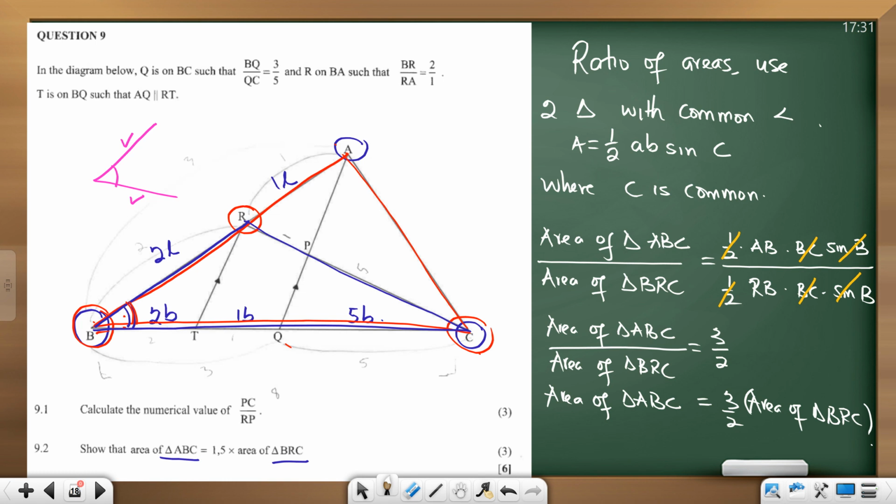Once you see ratios of areas, go and use two triangles with a common what? So that sine what will cancel the sine what. And then you are left with numbers. Did it make sense? So it's just the system. Ratios of areas. Use two triangles with common what? Angles. Your aim is to be able to cancel out what? The angles. We okay, everybody?